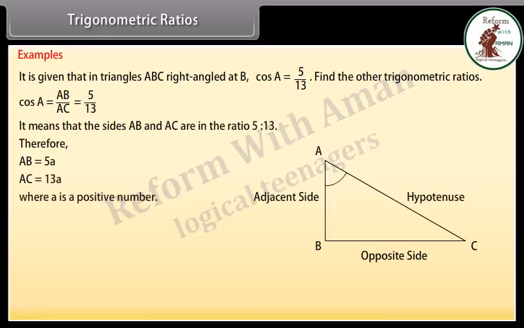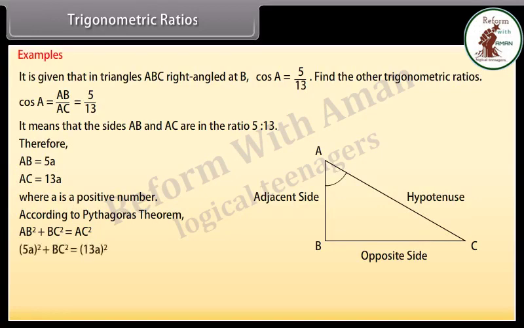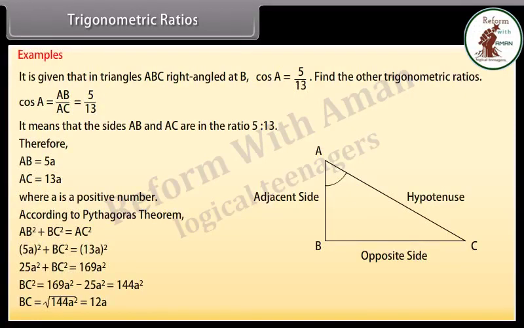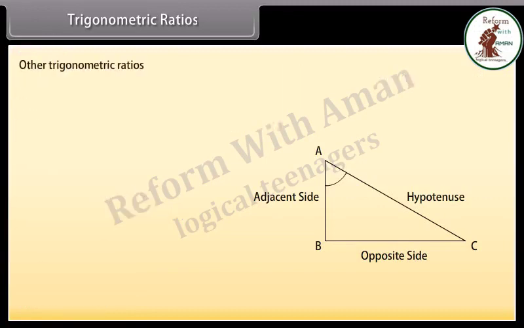positive number. According to Pythagoras' theorem, AB square plus BC square is equal to AC square. By substituting the values, we get 5a square plus BC square is equal to 13a square. Now, by calculating it, we get BC as square root of 144a square, which is 12a. Let us now find the values of the other trigonometric ratios.